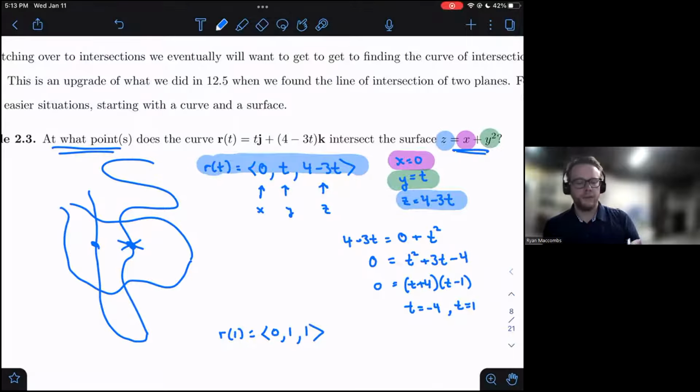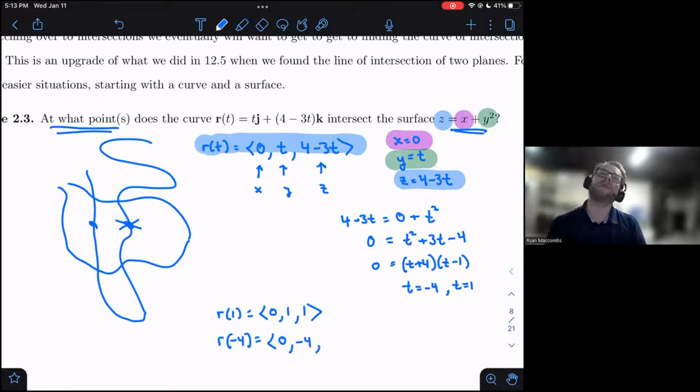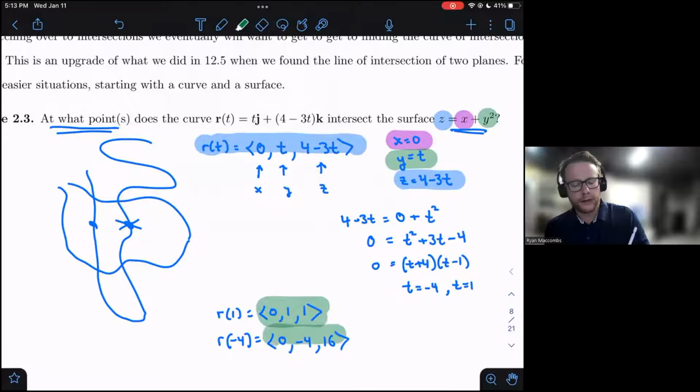And then the other thing is when t equals -4. So if I plug that in, I would get 0, -4, and let's see, -3 times -4 would be 12. Plus 4 is going to be 16, I believe, altogether. So there's actually 2 points where they intersect. Those points are going to be at this 0, 1, 1, and this 0, -4, 16.